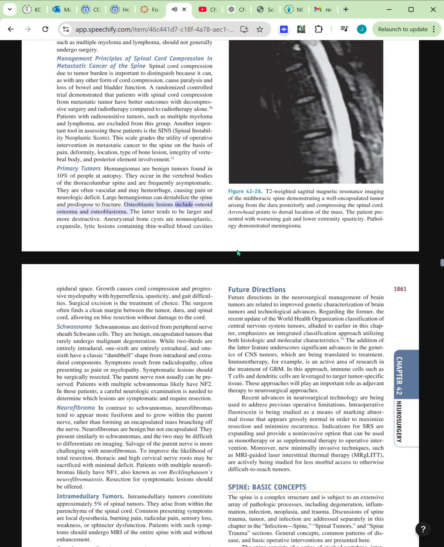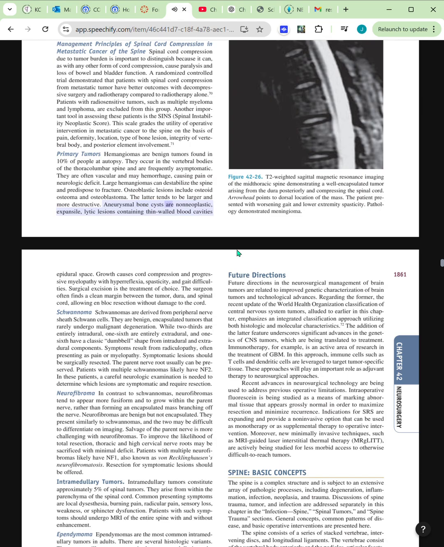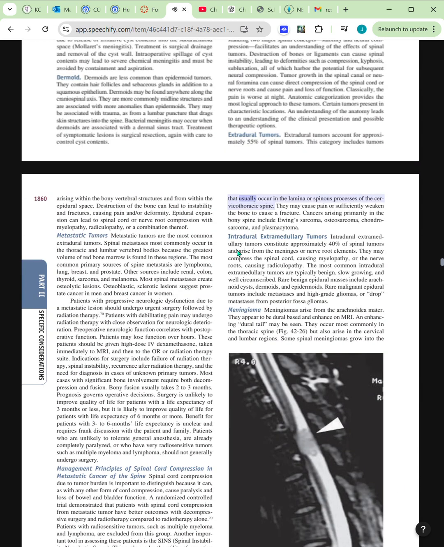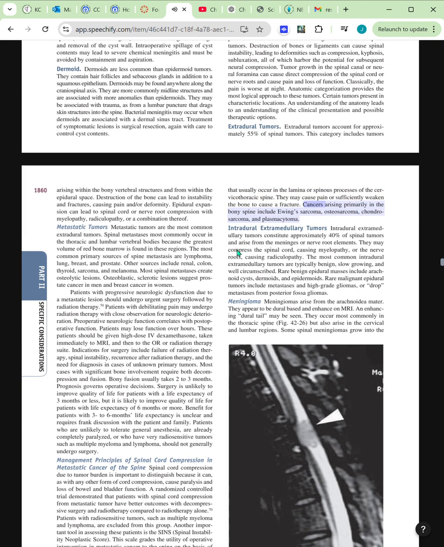Osteoblastic lesions include osteoid osteoma and osteoblastoma. The latter tends to be larger and more destructive. Aneurysmal bone cysts are non-neoplastic, expansile, lytic lesions containing thin-walled blood cavities that usually occur in the lamina or spinous processes of the cervicothoracic spine. They may cause pain or sufficiently weaken the bone to cause a fracture. Cancers arising primarily in the bony spine include Ewing's sarcoma, osteosarcoma, chondrosarcoma, and plasmacytoma.